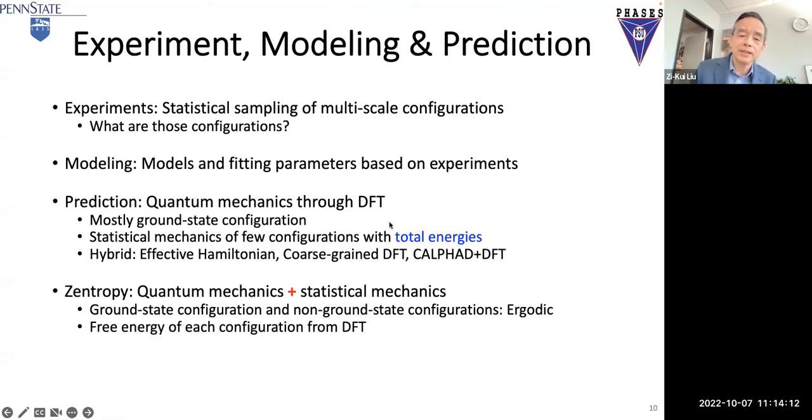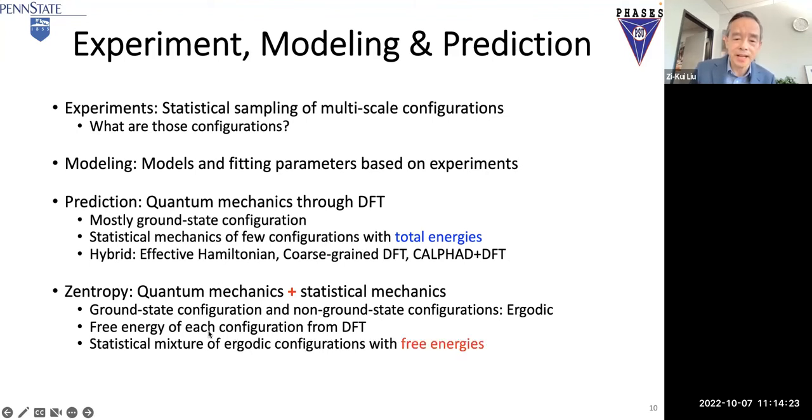That's important. DFT, we talk about zero Kelvin, but DFT has the capability to predict the free energy at finite temperatures for each configuration. And then you put that back into your statistical mechanics. Now you see the difference here. The classical one uses total energy, but because it's very difficult, people go to hybrid approaches, like cluster expansion and cluster variation method and so forth. But if we don't make that approximation, we take the DFT free energy into the partition function, then we'll be able to predict the system without knowing what may happen. So that's what Zentropy is about.